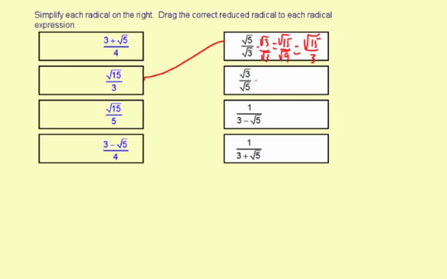So this next one, we have to multiply by radical 5 on the numerator and denominator. So that's going to be radical 15 over radical 25, which is radical 15 over 5.